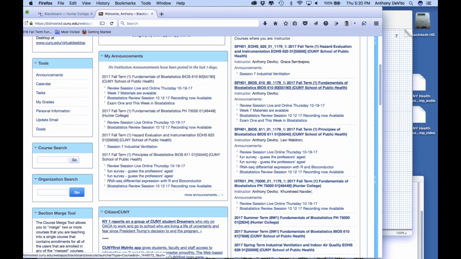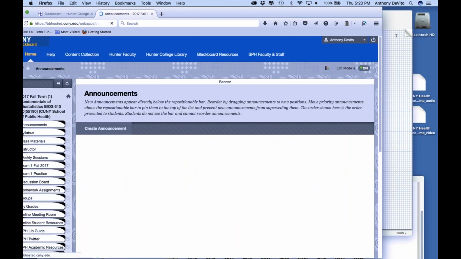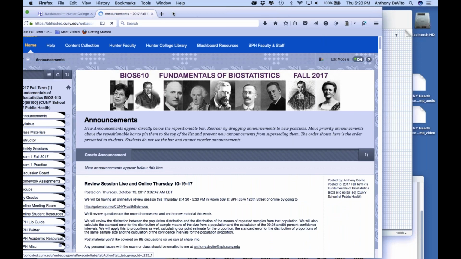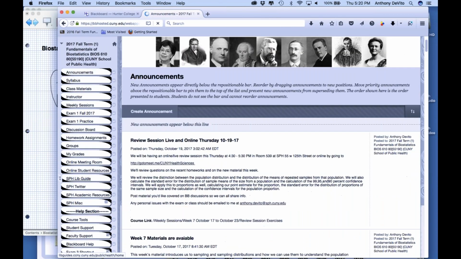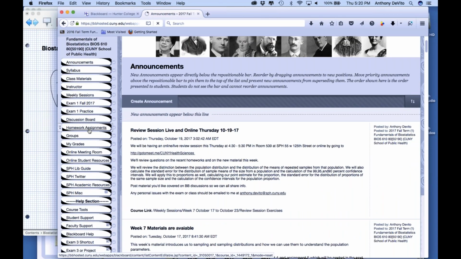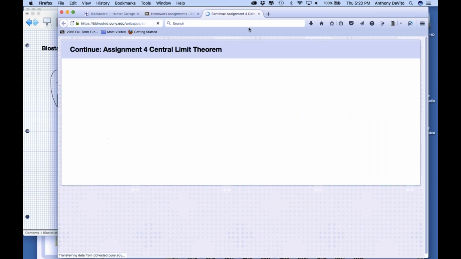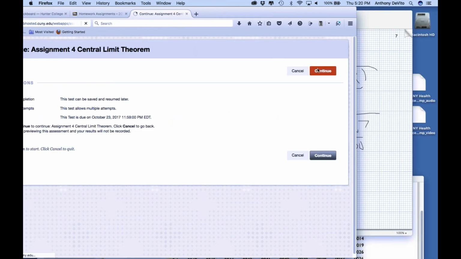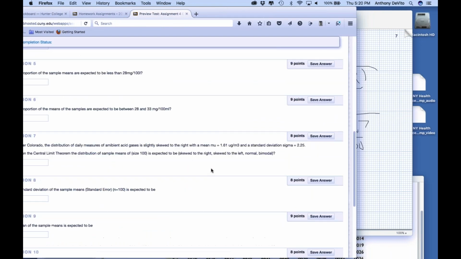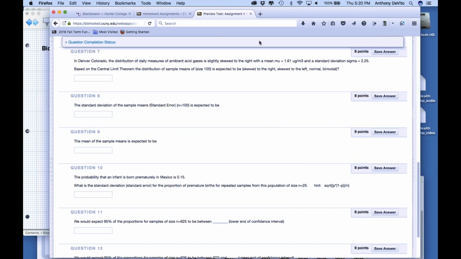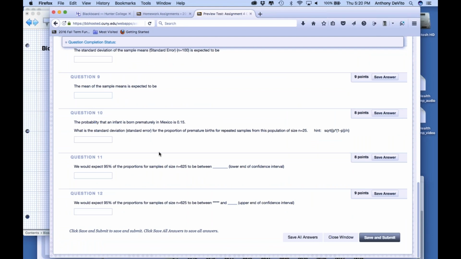Okay, let's see. Where are we? Let's go in here, and let's take a look at that homework. That's number 4. Okay, I'm going to go down here, and we were down here. I'm going to start with 11 and 12, which is what everybody was asking about. I'm going to start with 10 though.